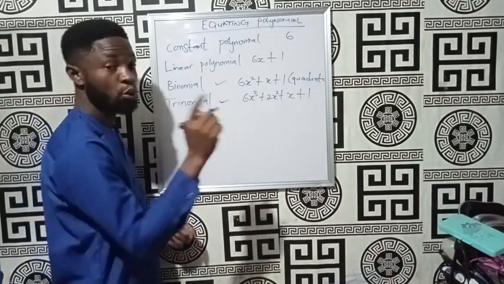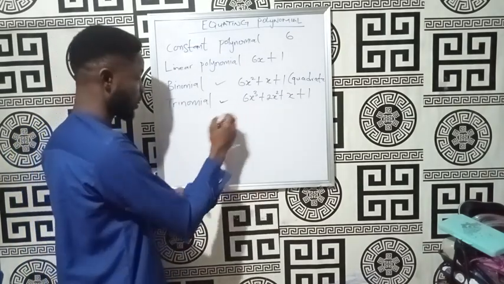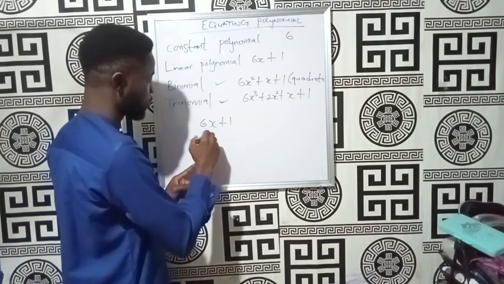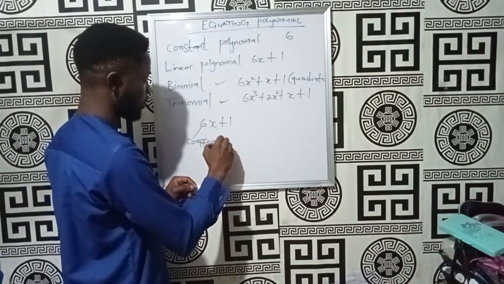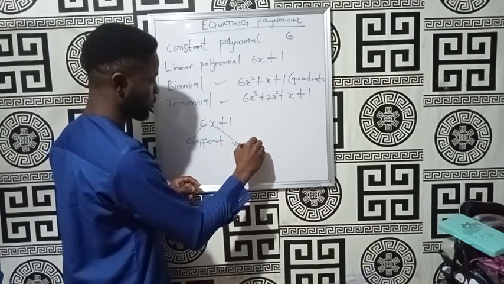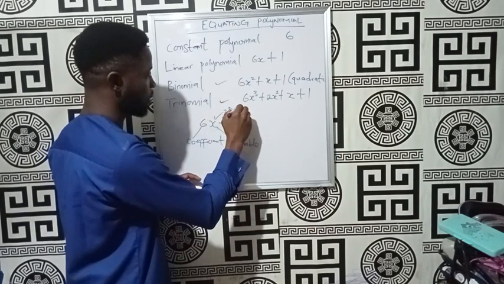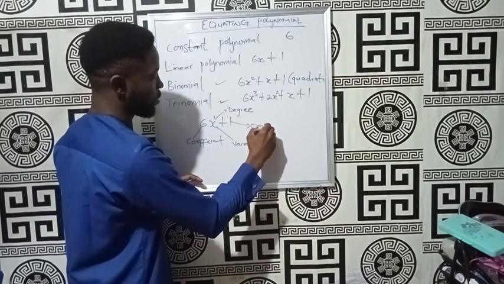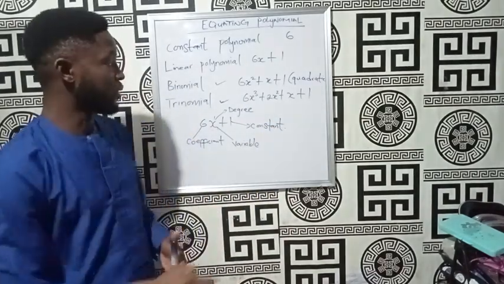There is something I want you to know about polynomials. For any polynomial, let's take 6x plus 1. We call the 6 the coefficient, while we call the x the variable. The power is the degree; this is raised to the power of 1, so it is to the degree of 1. And this is the constant. I believe with this you'll understand the different types of polynomials.